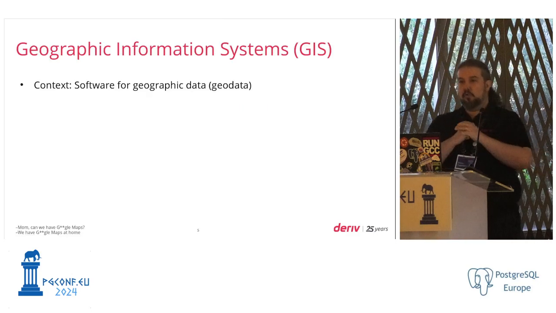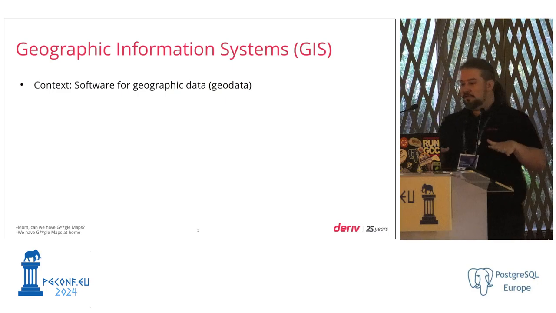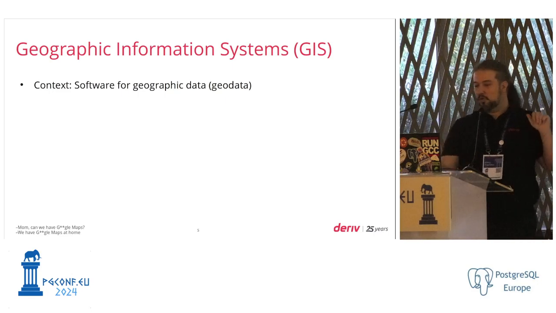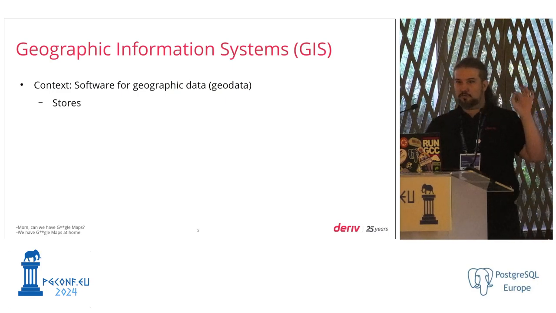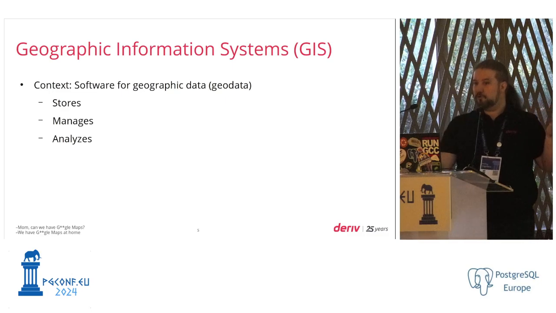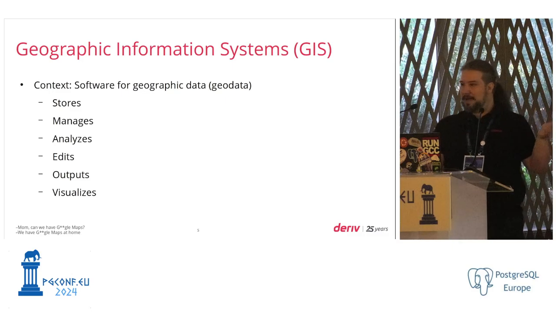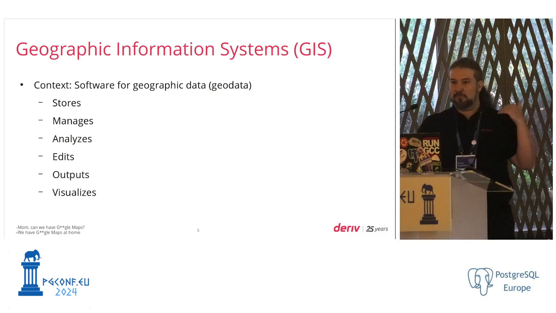So what are geographic information systems, or GIS for short? They're software for geodata. And what is geodata? It stores and manages geographical data, and performs analysis on this data. You can edit geodata with GIS software. You can output it to different formats. And you can also visualize it and put it on a map or other sort of visualizations.